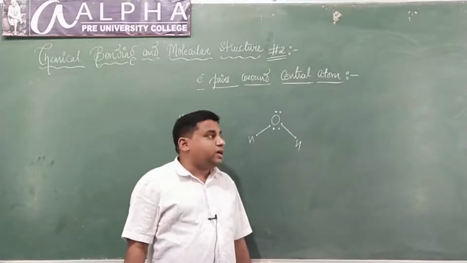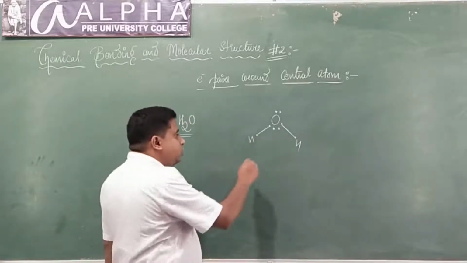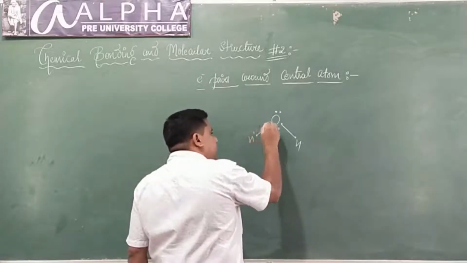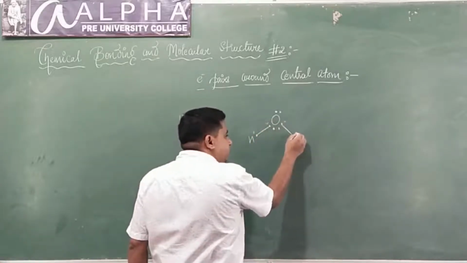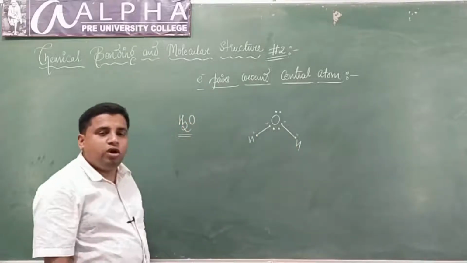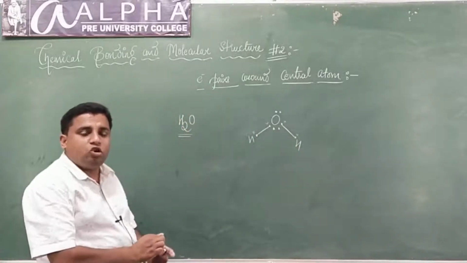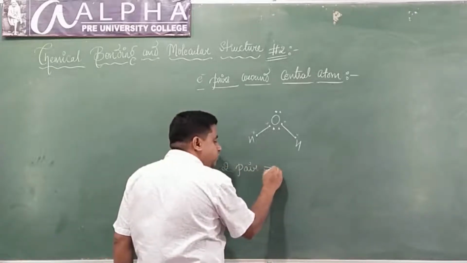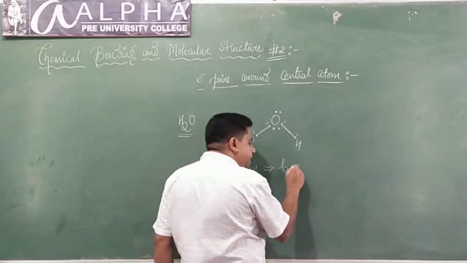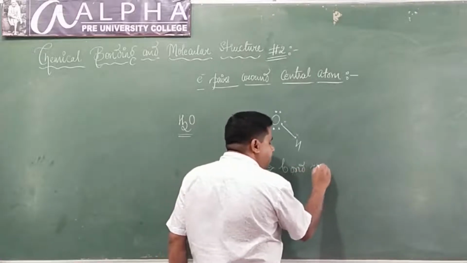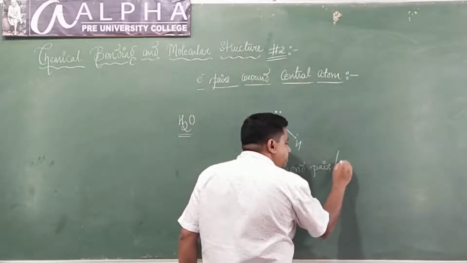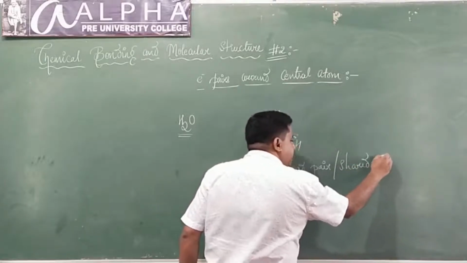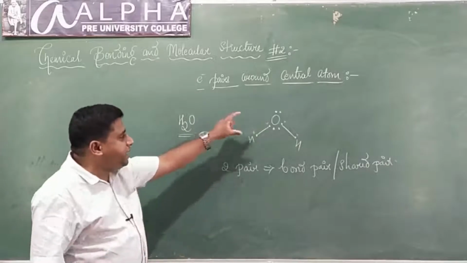But out of 8 electrons, these 4 electrons, look at here, 1, 2, 3, 4, are involved in bond formation. 4 electrons means 2 pairs, is it correct? 2 pairs of electrons are called bonded electrons or bond pairs, or shared pairs of electrons.